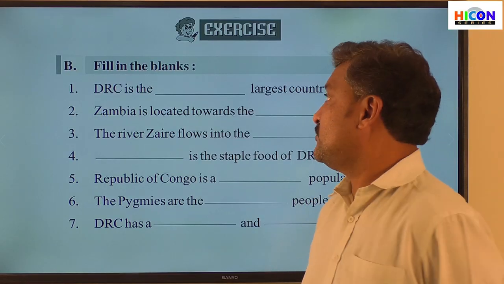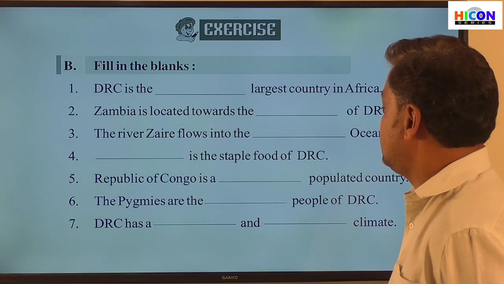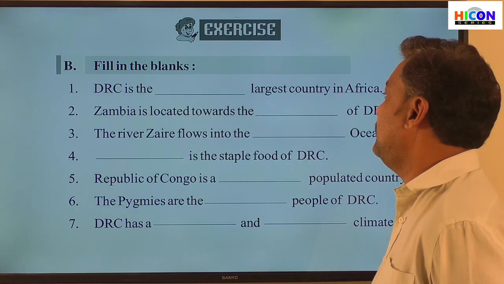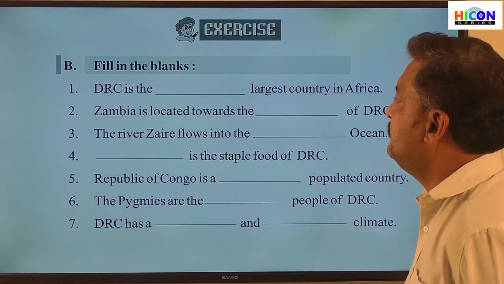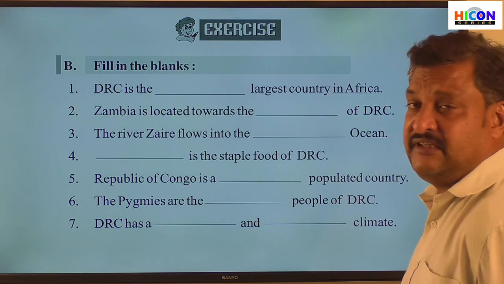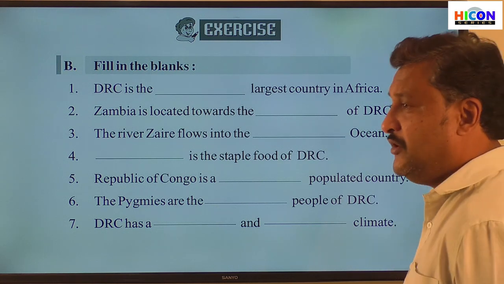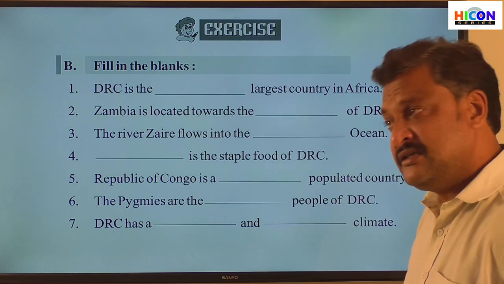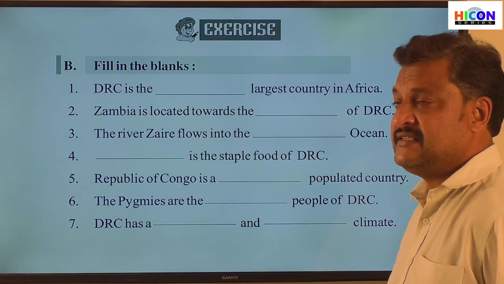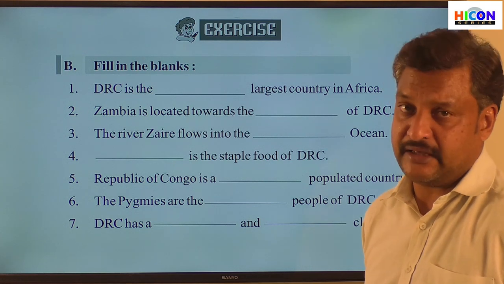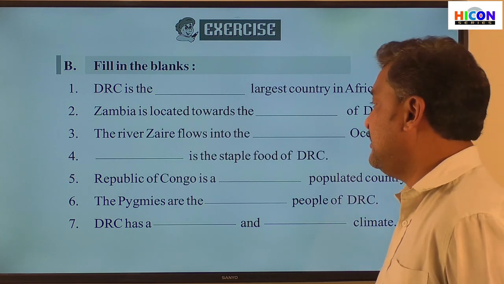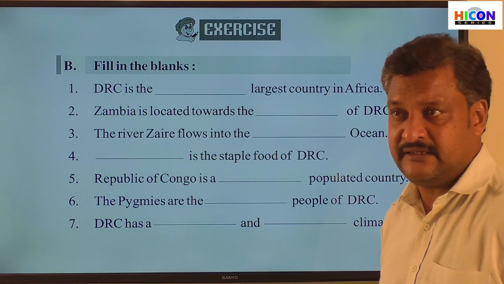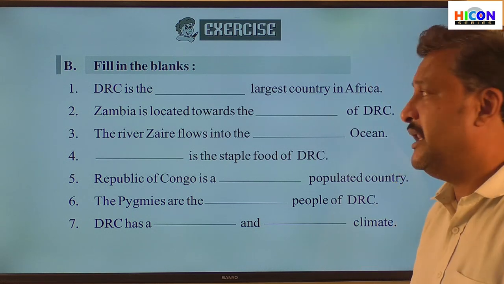Now the next one, fill in the blanks. We have seven sentences given here with a blank each, right? What we need to do is read these sentences, check with what we have learned in the lesson, and fill in these blanks.